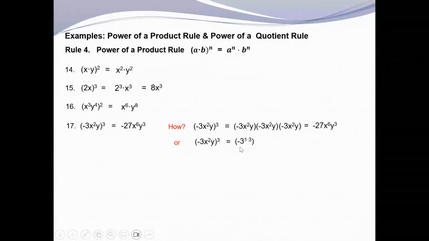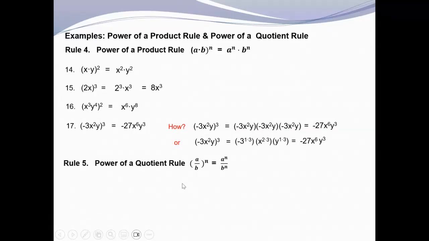You see, there are different ways to get the answer. There'll be negative 3 because the exponent on 3 is 1, because there's nothing there, we know it's a 1. So 1 times 3, x to the 2 times 3, and y to the 1 times 3 will give us negative 27, x to the 6th, and y to the 3rd power. There are different ways you can get the answer. It's up to the individual student to see what's better for them.